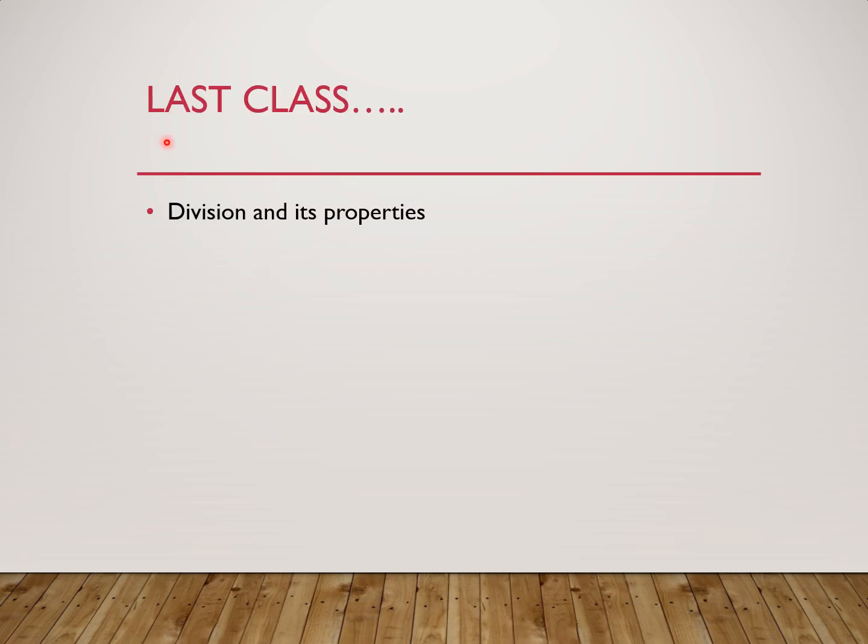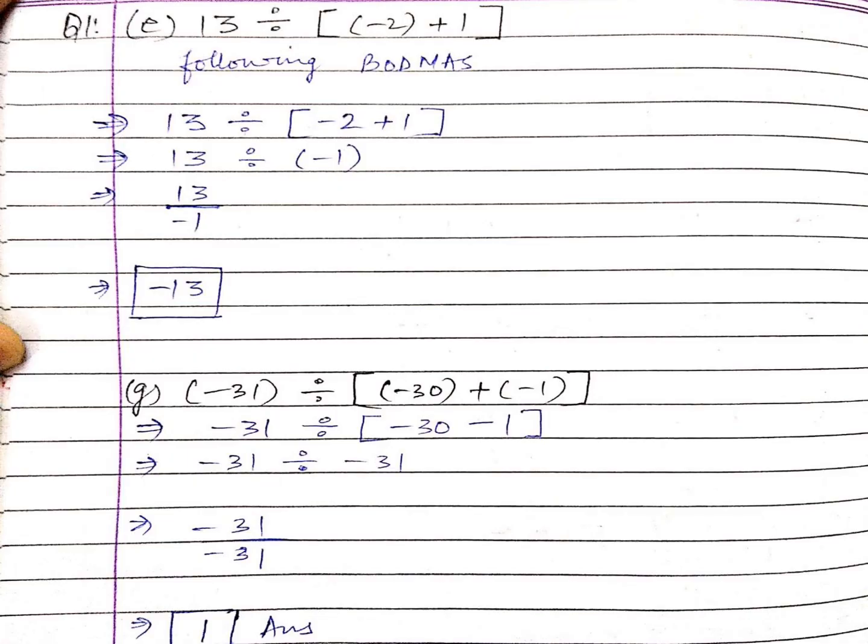In the last class, we discussed division and its properties. There we found that division is not closed for integers. Then we saw division is not commutative. Also, it doesn't follow the distributive property. Now, we will first see some examples from the exercise.